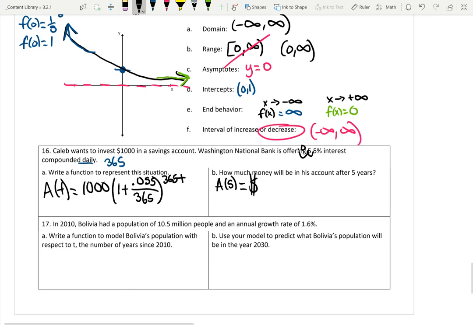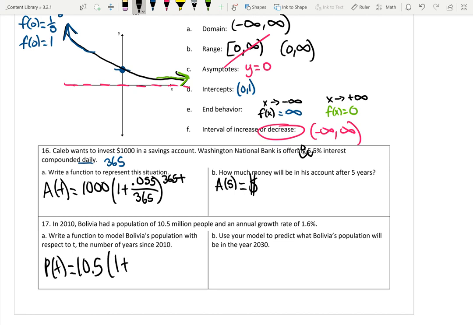Now, similar thing. Bolivia had a population of 10.5 million and an annual growth rate of 1.6. So let's go ahead and talk about the population. The population with respect to time is going to be equal to 10.5 million, and we're going to go ahead and multiply it by 1 plus 0.016. And we are going to go ahead and raise this to t. And voila, there's my formula.